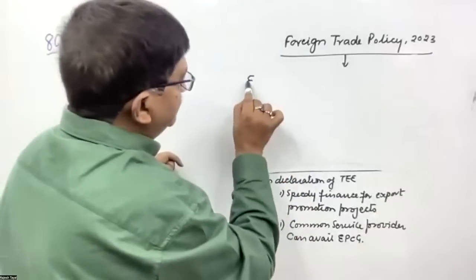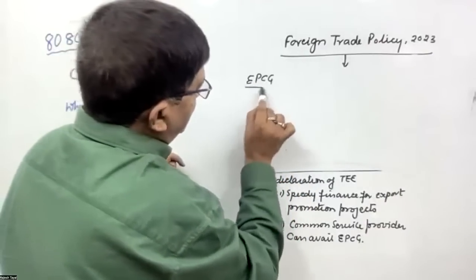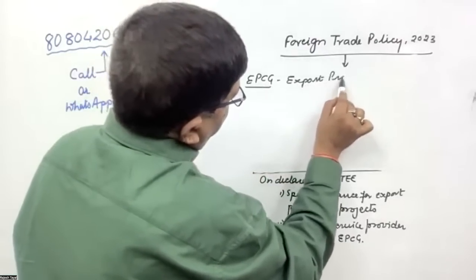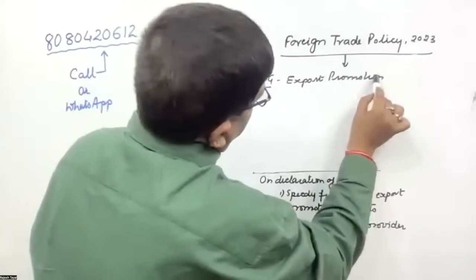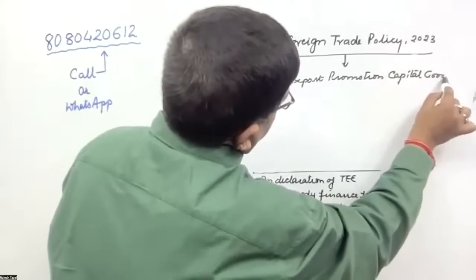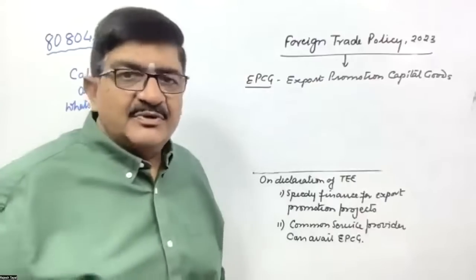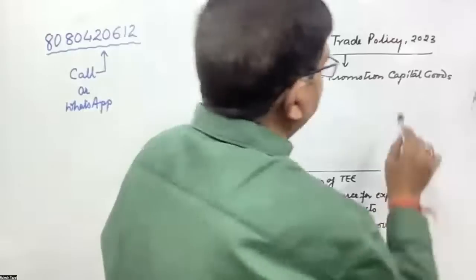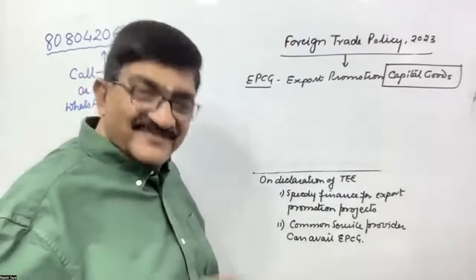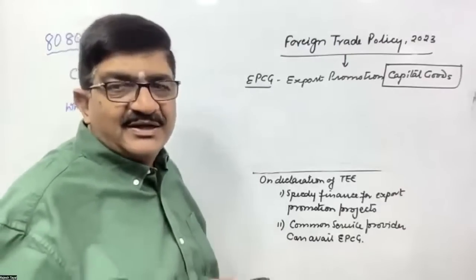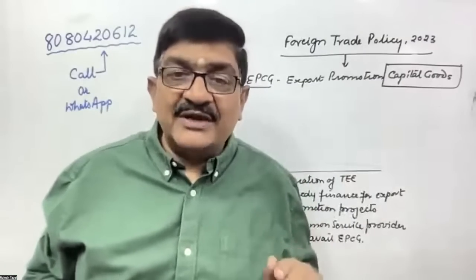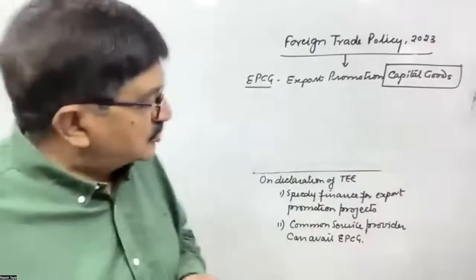So EPCG stands for Export Promotion Capital Goods scheme. EPCG scheme. So these are goods. What is the meaning of capital goods? Given in the definition. Refer chapter number 11, right? So when we say capital goods, general understanding is different, and the definition given under this chapter number 11 is little wider.